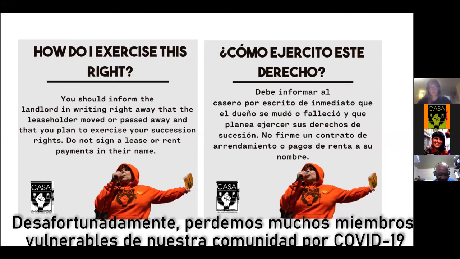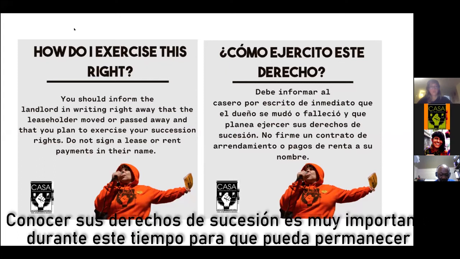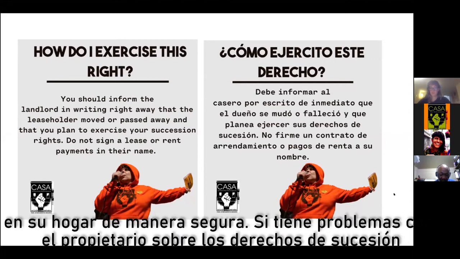Unfortunately, we are losing many elderly and other valuable and vulnerable members of our community to COVID-19. Knowing your succession rights is very important during this time so that you're able to safely remain in your home. If you're running into problems with your landlord about succession rights, you can call the Bronx Legal Services hotline at 917-661-4500. You'll be able to speak with someone about your individual case.